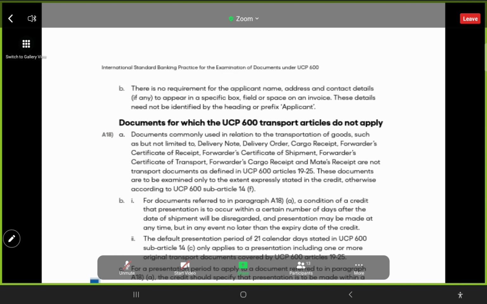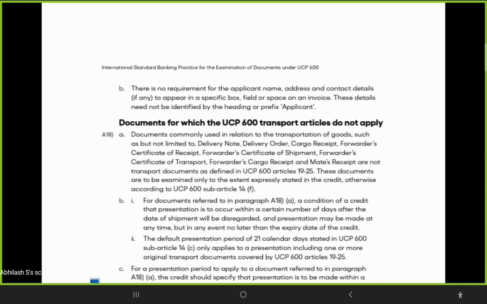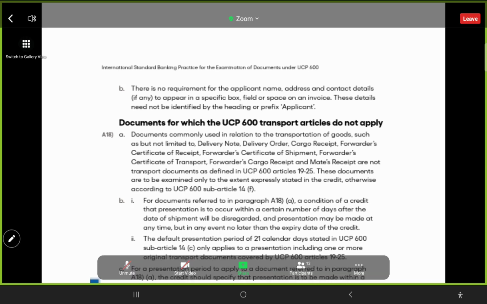Okay, Abhilash, I'll move on. Can you explain the cargo receipt part? Yeah, that's what I explained now. So do you want me to repeat that? Yeah, because it's not clear. Okay, Chetan, right? Who asked this question? Chetan, right?